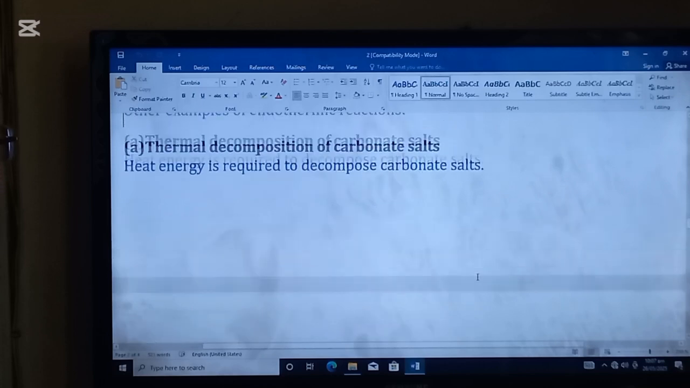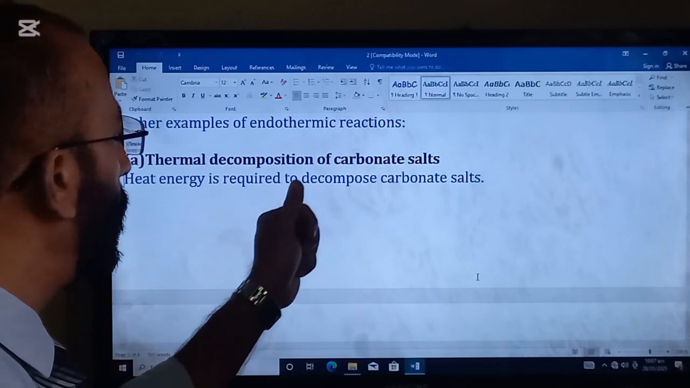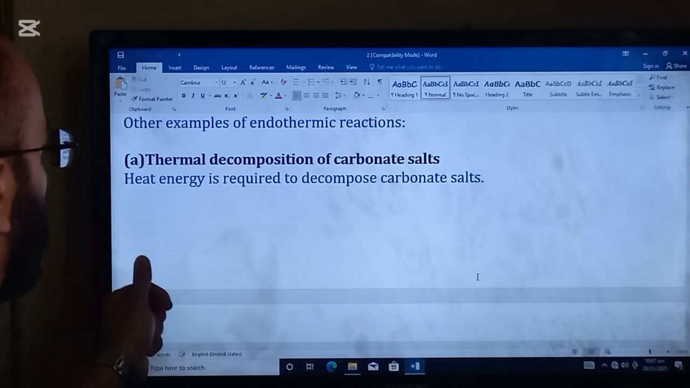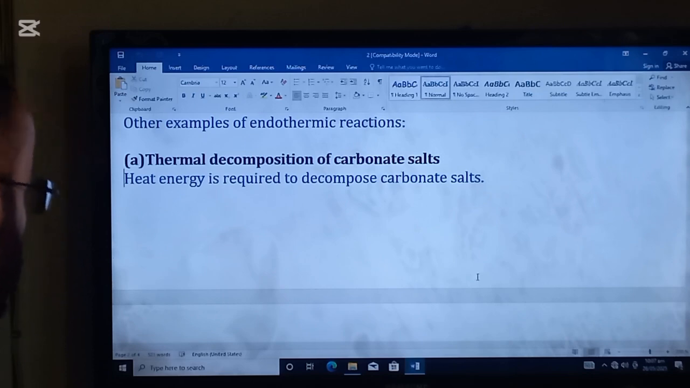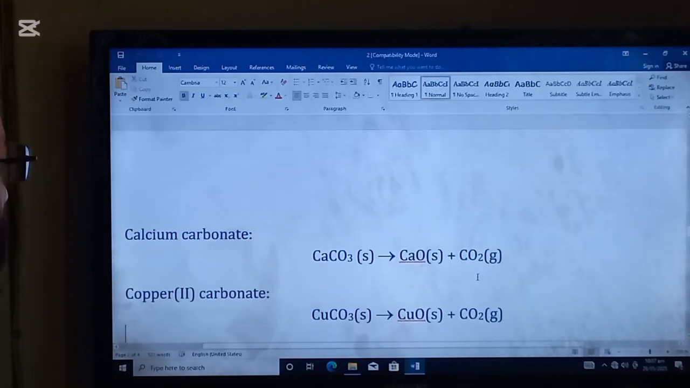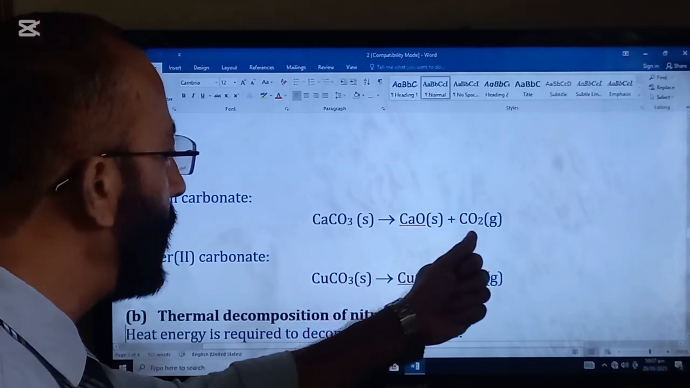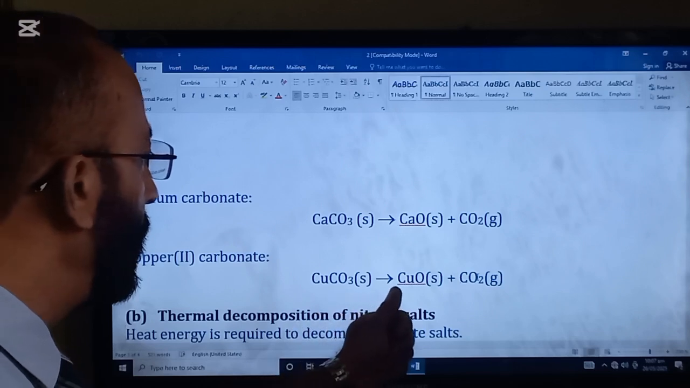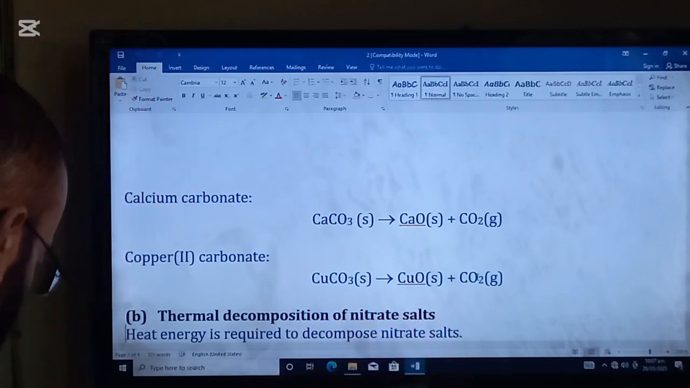Other examples of endothermic reactions are, first, thermal decomposition of carbonate salts. Heat energy is required to decompose carbonate salts. An example is here, that is calcium carbonate forms calcium oxide and carbon dioxide. Copper carbonate forms copper oxide and carbon dioxide.